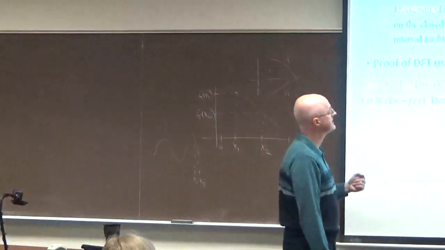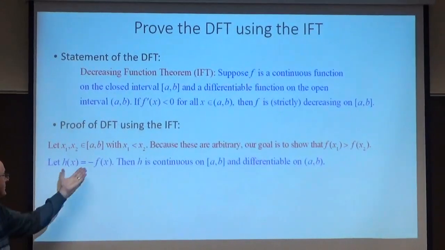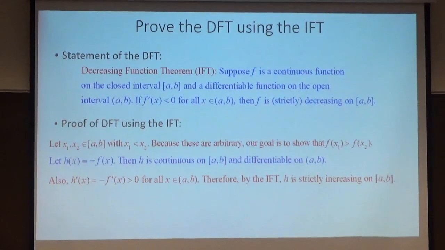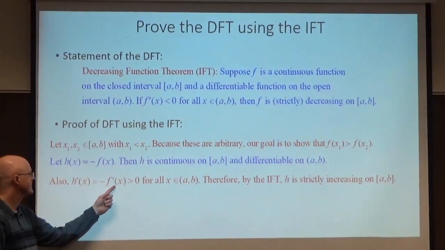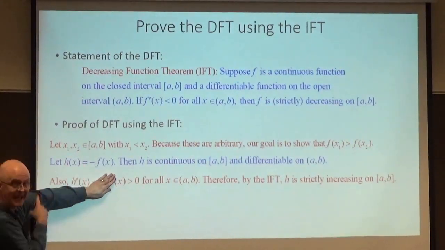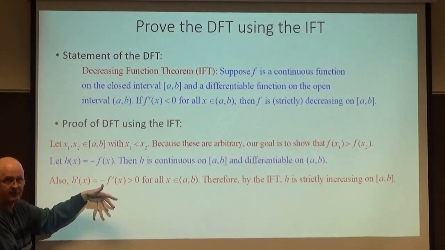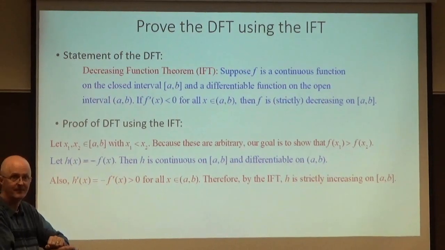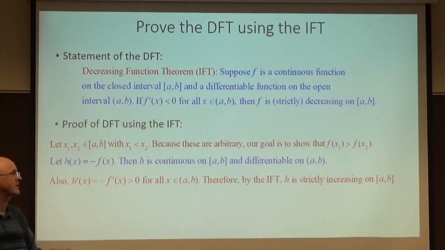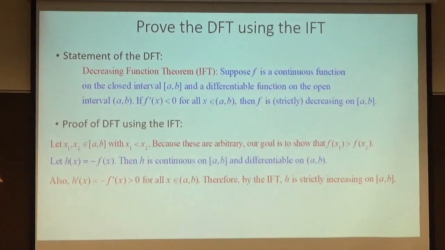F is assumed to be continuous and differentiable on the appropriate intervals, and therefore h will be as well, because it's a constant times f of x. And its derivative will be, by linearity, negative f prime of x. And that is a positive quantity, because f prime, I'm assuming, is negative. Therefore, negative f prime of x, the opposite of f prime of x, will be positive. Meaning h prime of x will be positive for all x in the interval, and therefore, by the increasing function theorem, we can say h is strictly increasing on the closed interval.